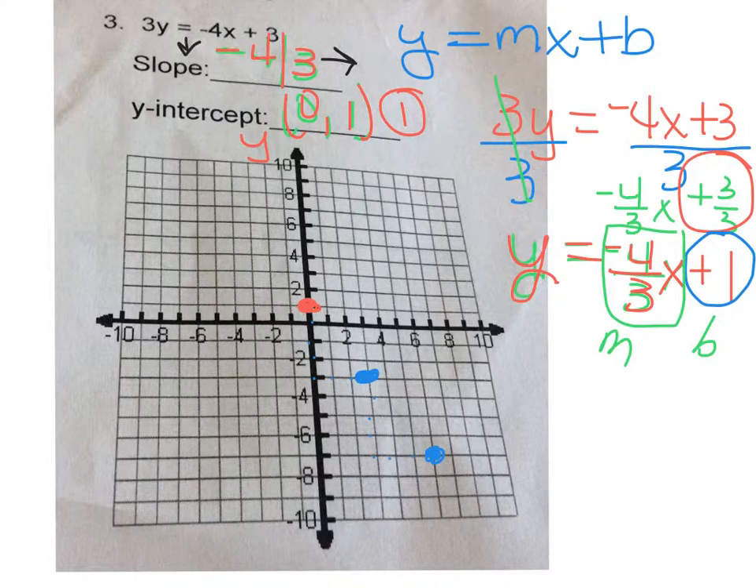Now, if I kept going, I'm going to go off the graph. So instead of down 4 and right 3, I could go up 4 and left 3. So I'm going to go back to my red, and I'm going to go up 4. 1, 2, 3, 4, left 3. And I have 5 dots on my line, so I'm going to draw a line through all of them to show my negative slope line, y equals negative 4/3 x plus 1.